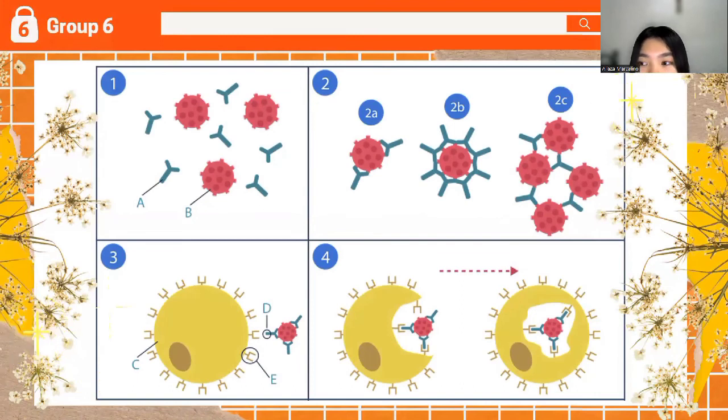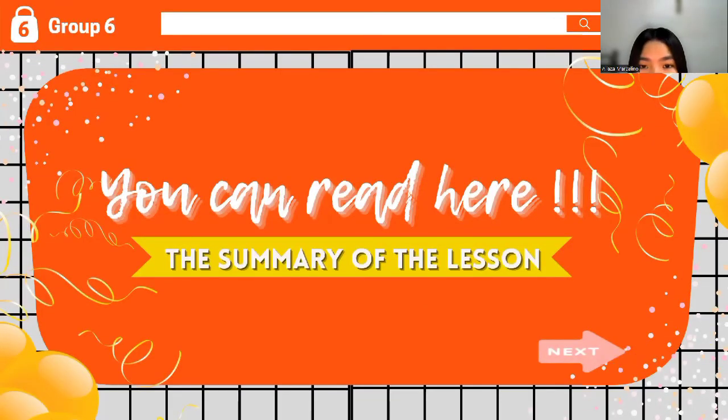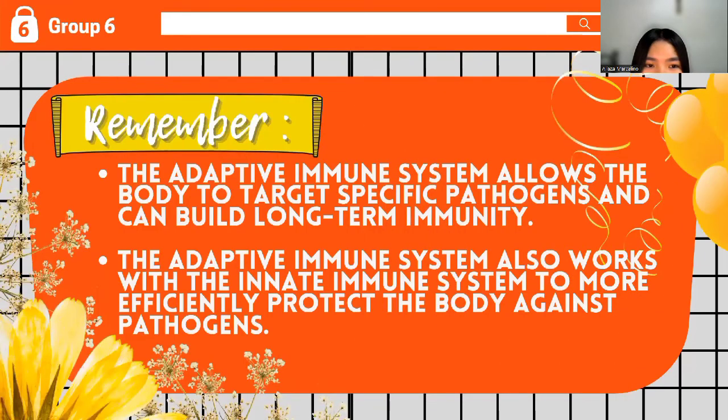It is true because antibodies also mark pathogens for destruction by phagocytic cells, such as macrophages or neutrophils, because phagocytic cells are highly attracted to macromolecules and antibodies. If may mga hindi kayo maintindihan, you can read here the summary of the lesson. You can read it by yourself.